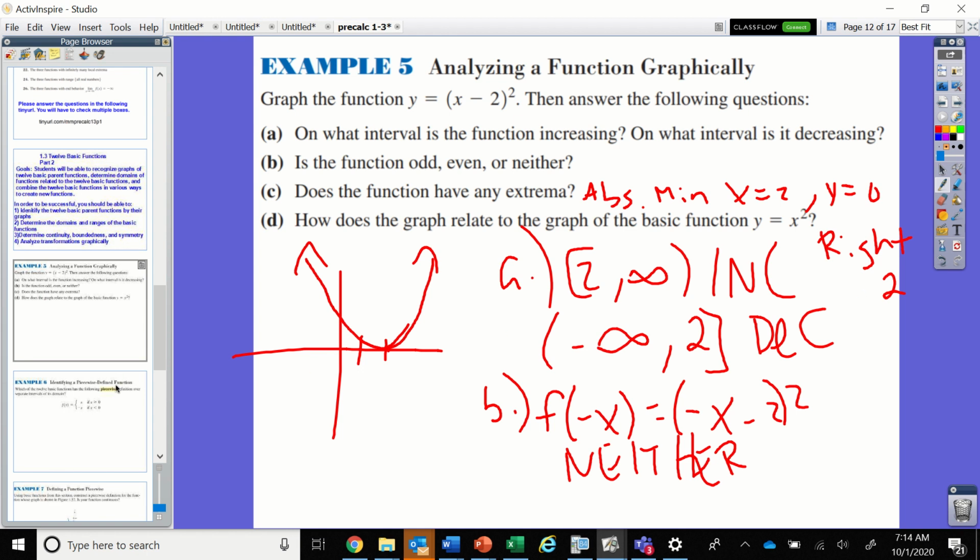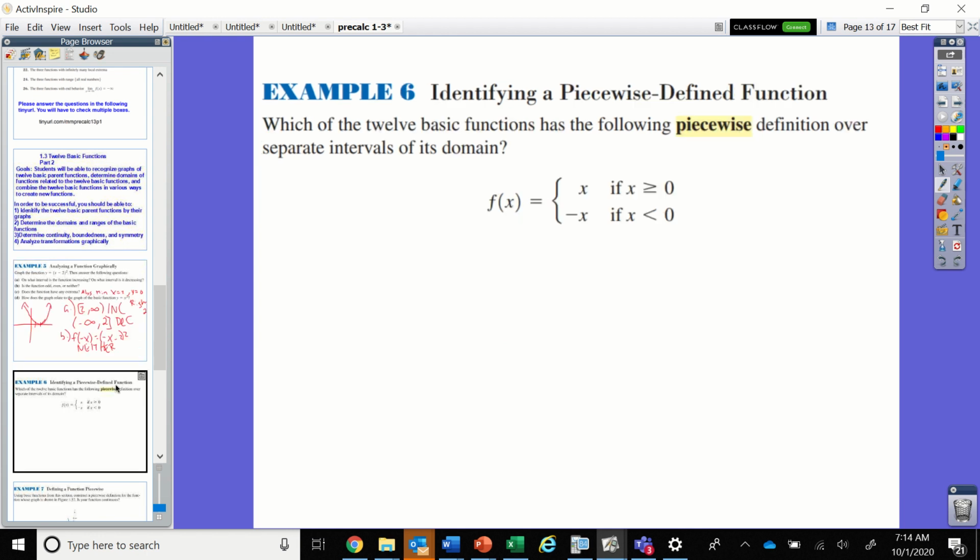All right, on to our next one, which increases the interesting level a little bit, I think, because you're dealing with piecewise functions here. Again, I challenge you to pause the video when these examples come up and try to give them a shot on your own. This one says, which of the 12 basic functions has the following piecewise function over separate intervals of its domain? And so this is kind of interesting.